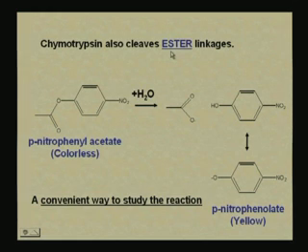Now, chymotrypsin can also cleave ester linkages. This is usually done as an experiment. It does not have any biological relevance as such, but we can have a colorless entity like paranitrophenyl acetate form paranitrophenolate that will tell you how active your enzyme actually is. So, this would be a general enzymatic reaction that could be conducted, where we have a convenient way of studying how it can cleave an ester linkage.